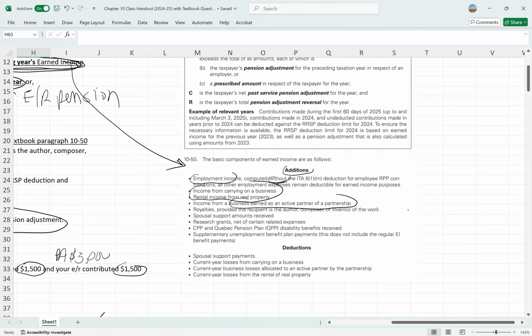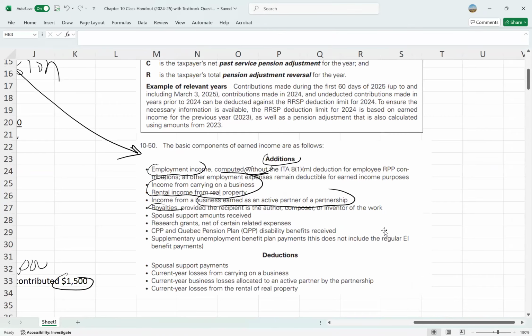earned through a partnership. If you earned any royalties, so royalties are usually paid if, for example, you write a song, you write a book, every time the song is sold or the book is sold, you get a royalty. And so as long as you are sort of the author or inventor or composer of the work, then that royalty would be included in earned income. If you receive any spousal support, you include that as well. There's a few extra other things that are talked about here, but you don't really see those that often.